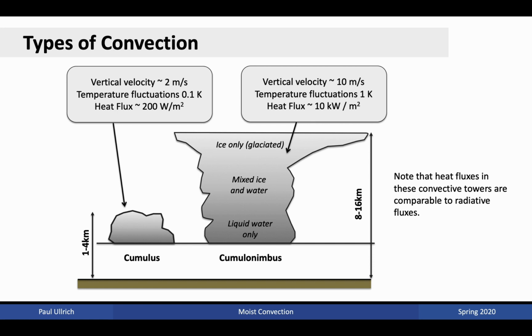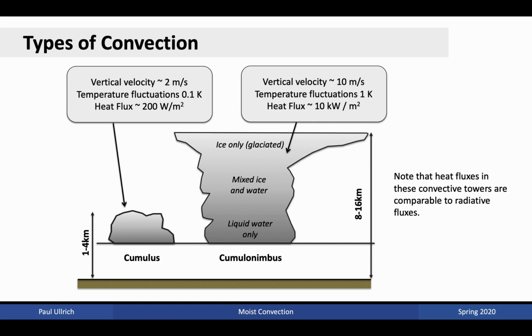Typical vertical velocities in cumulus clouds rarely exceed 2 meters per second. Temperature fluctuations are small, on the order of approximately 0.1 Kelvin, and the heat flux, because of vertical motions within the storm, is approximately 200 watts per meter squared.